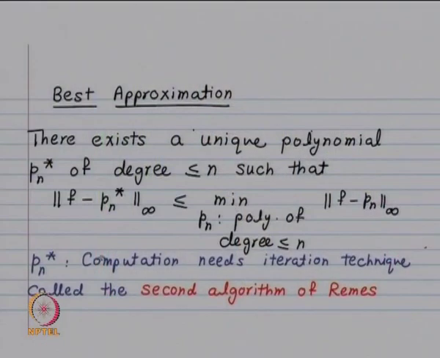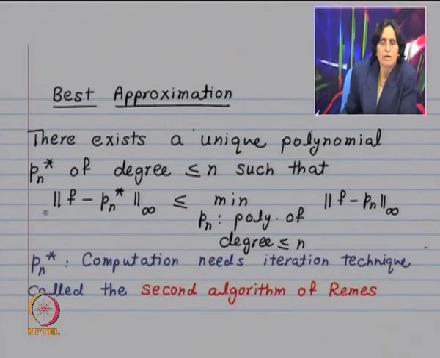But then the question of construction comes, that when you are doing numerical analysis, we do not want just existence, we should be able to construct. The error should converge to 0 at a reasonably fast rate. So you have the best approximation. There exists a unique polynomial p n star of degree less than or equal to n, such that norm of f minus p n star is less than or equal to the minimum of norm of f minus p n. So you are taking the minimum over all polynomials of degree less than or equal to n.